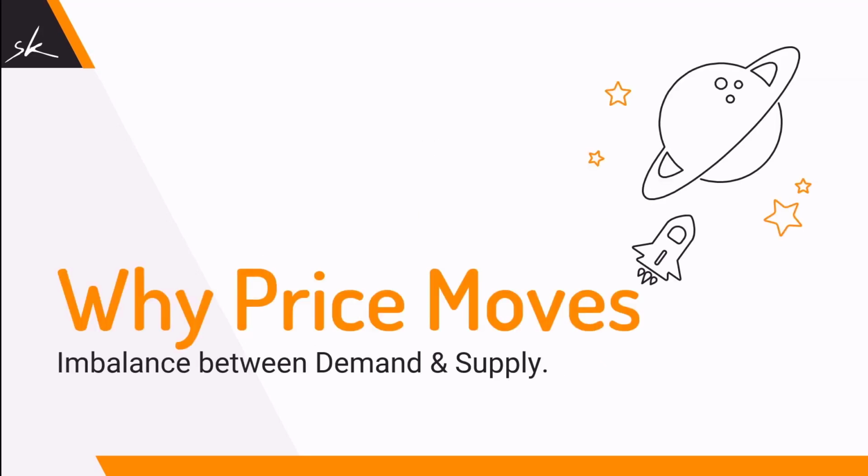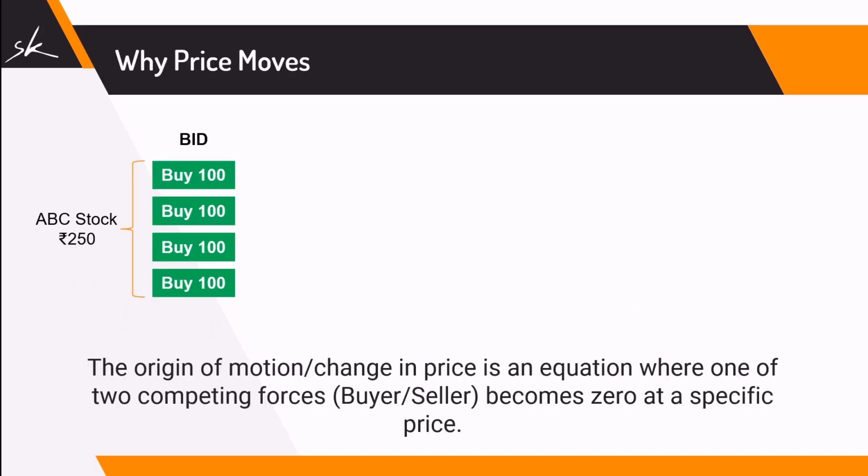Why price moves? Price always moves because of the imbalance between demand and supply. Let's understand how this happens. The origin of motion or change in price is an equation where one of the two competing forces, either the buyer or the seller, becomes zero at a specific price.